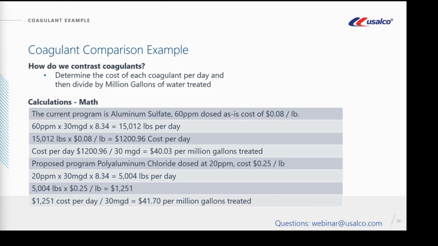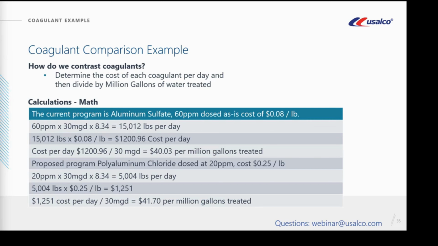So how do we contrast the 2 products? We determine the cost of each coagulant per day and then divide by the water production for the day to generate a total cost per million gallons treated. For this example, we use a 30 MGD plant, 30 million gallon a day plant. And let's begin with the incumbent aluminum sulfate program.